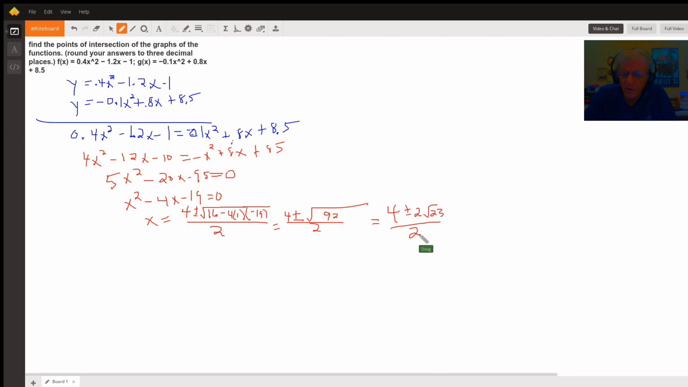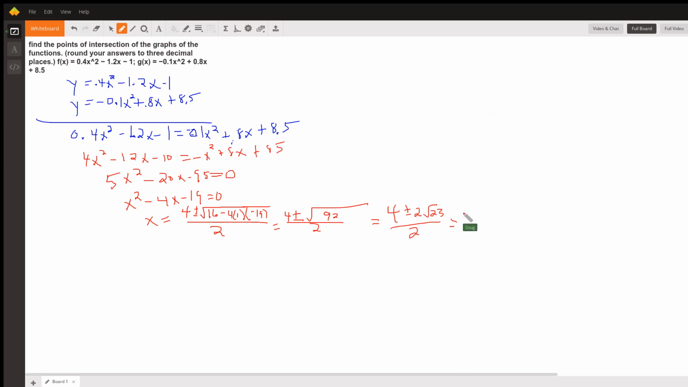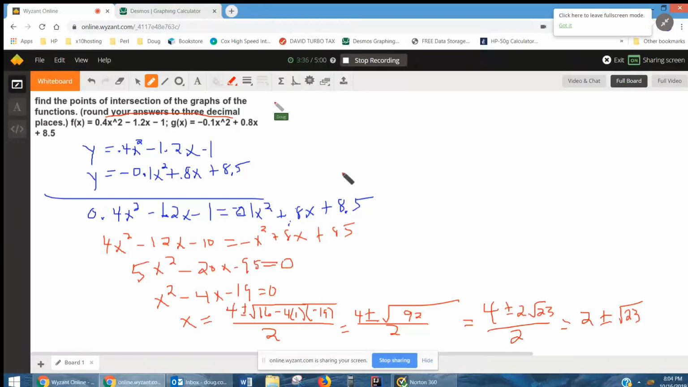And every term in the numerator and denominator is divisible by 2. Oh, so I was supposed to go to full board here. Giving us 2 roots, 2 plus or minus the square root of 23. Okay. And of course, the problem asks us to round our answers to 3 decimal places, find the points of intersection. So I'm going to share my screen, go to Desmos, and we'll see what these look like.